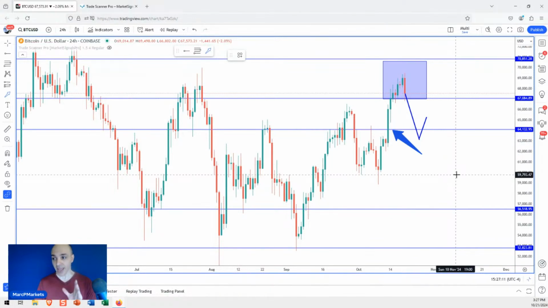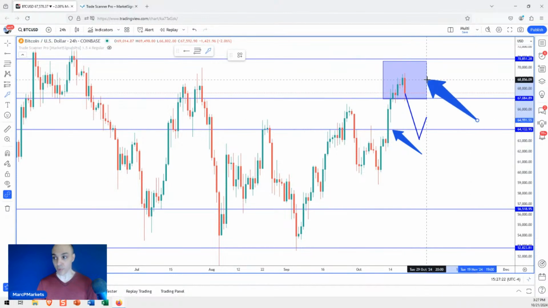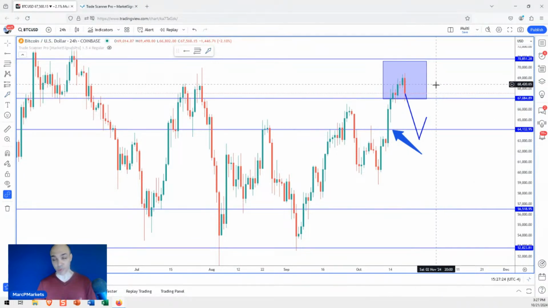You need a major support level. 67K is not a major support level. I would consider it minor because it's the outer perimeter of this rectangle, this zone. It's a resistance zone, so it's still resistance. It may act as a support on a smaller time frame, but we're not talking about smaller time frames. We're talking about the daily time frame, which is appropriate for swing traders.